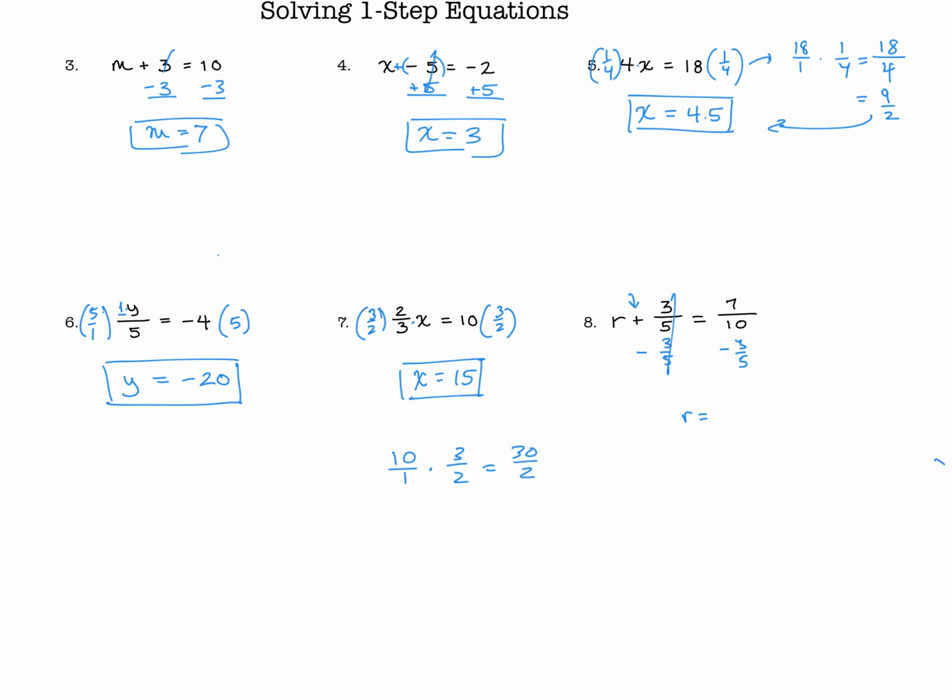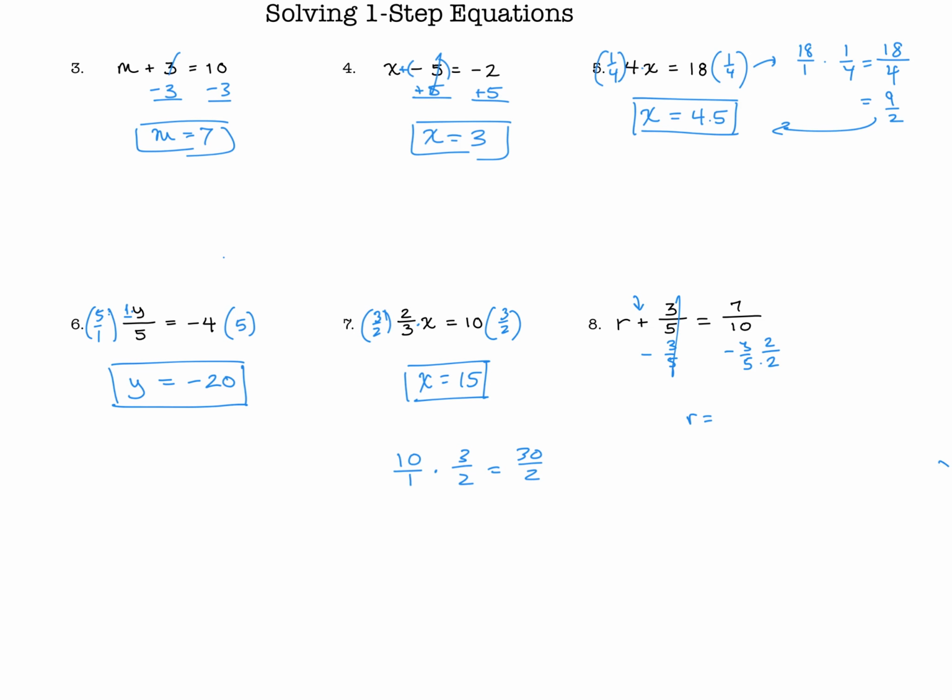The way you do that is pretty simple. You just ask yourself, how can I turn 5 into 10? And that's done by multiplying by 2. So you multiply top and bottom by 2. And what you'll be left with, just as a new problem, showing my work here, will be 7 over 10 minus 6 over 10. So 7/10 minus 6/10 is 1/10.